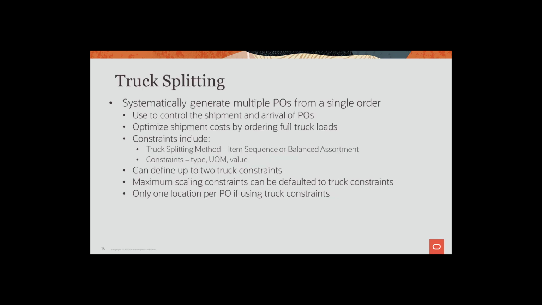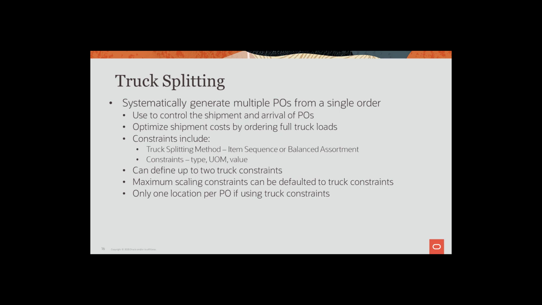Truck splitting is the ability to systemically generate multiple POs from an order. It is triggered when truck constraints are violated for an order and results in a purchase order being created for each shipment. This allows retailers to optimize shipment costs by ordering full truckloads.